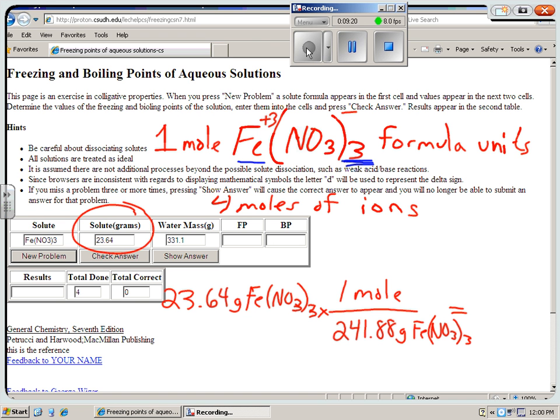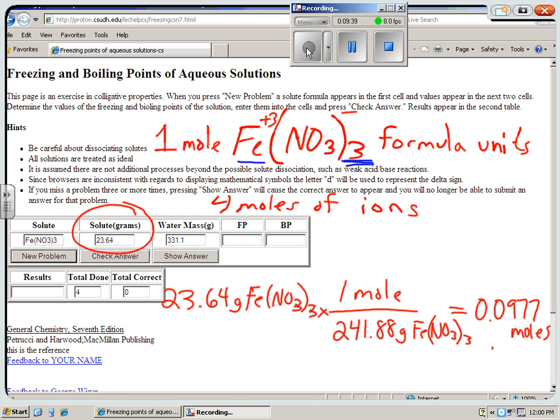So how many moles do we end up having? We have 23.64 divided by, it's going to be about a tenth, right, or so. So 0.1 would be the estimate, and we have 0.0977. So pretty close to 0.1, and that's how many moles there are.